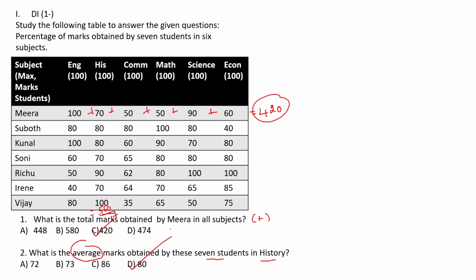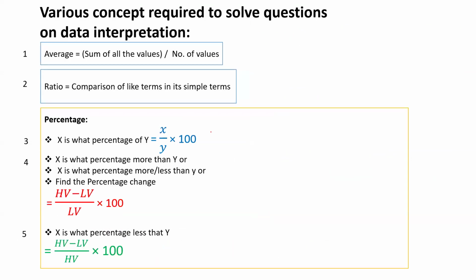See, this is the formula. These are the three main formulas. X is what percentage of Y? X by Y into 100. X is what percentage more than Y, or the percentage change, means difference divided by lower value into 100. The third formula, X is what percentage less than Y, means difference divided by higher value into 100. Only three formulas, ma'am, even in advanced level. If you apply this, you will get the answer. Clear, ma'am?